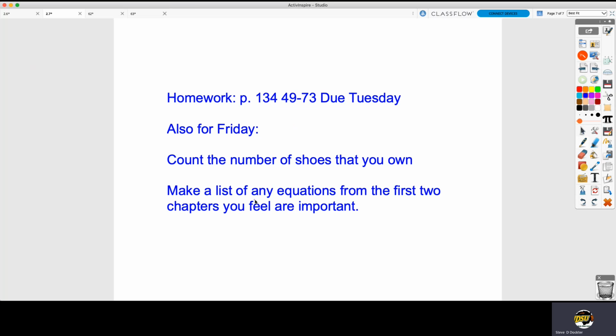The other thing that I need you to do, this is important for Friday. First of all, you need to count the number of shoes that you own. Some of you might be able to do it while you're sitting here. Others of you might have to go home and take an inventory. Pairs of shoes, yes. For example, I have 2 pairs of tennis shoes, 1 pair of dress shoes, and 2 pairs of sandals. So I would have 5 pairs. You figure out how many you have. We need that for what you're going to do in class on Friday.